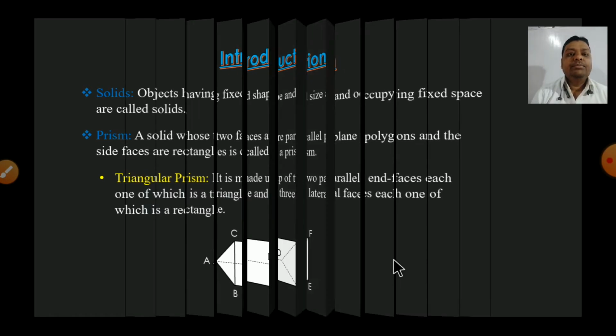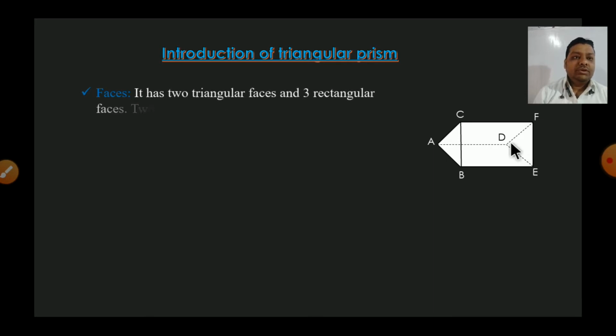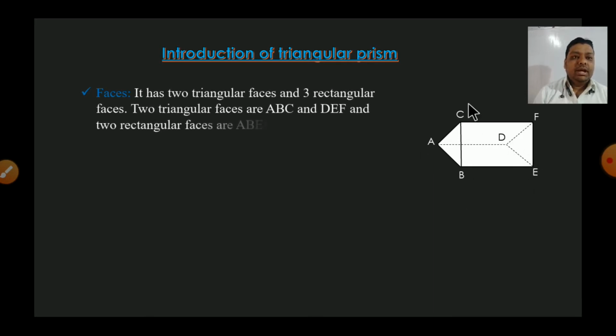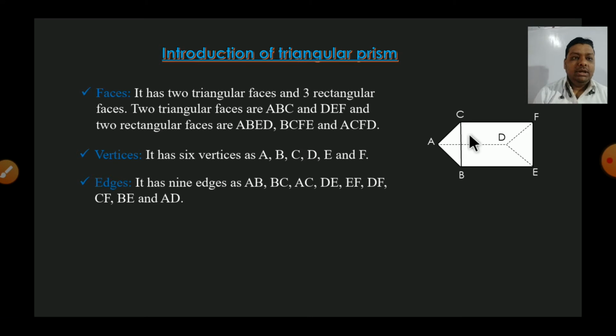Let's see here. Now you can see the figure, dear. It has two triangular faces DEF and ABC and three lateral faces ACDF, ABDE and BCFE. These are the three rectangular faces. Now vertices: it has six vertices, A, B, C, D, E, F. And what will be the edges? Nine edges: AB, AC and BC on one triangle, DE, DF and EF on the other triangle, and CF, AD, BE. These are the nine edges.